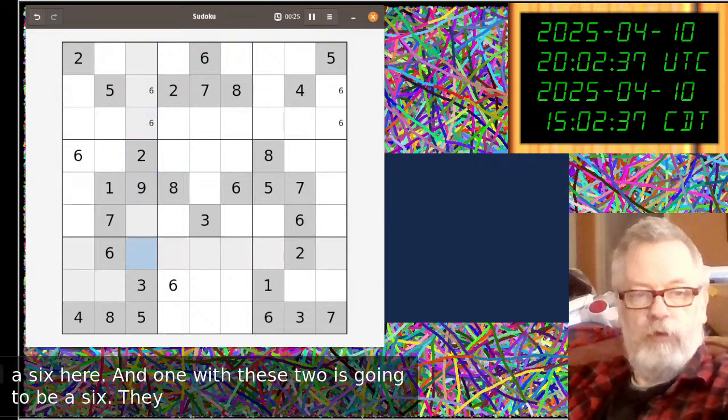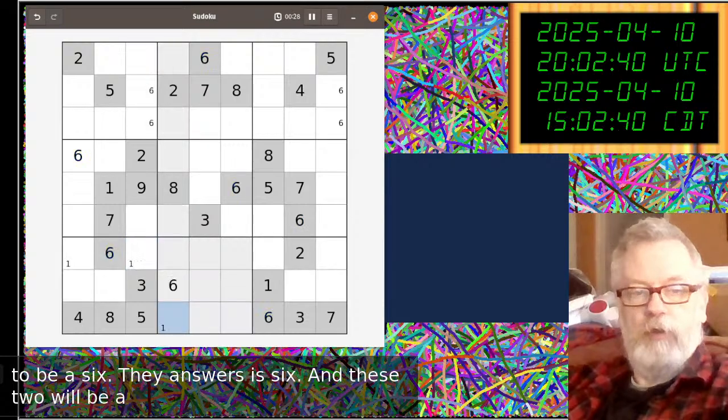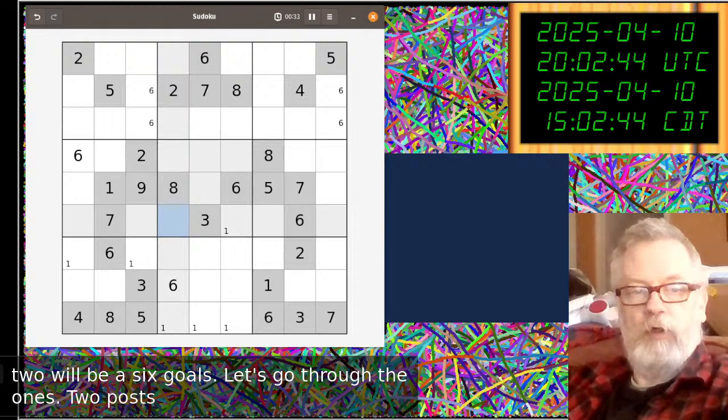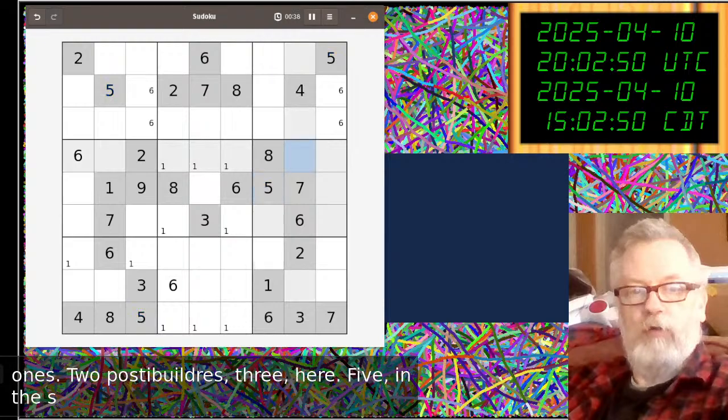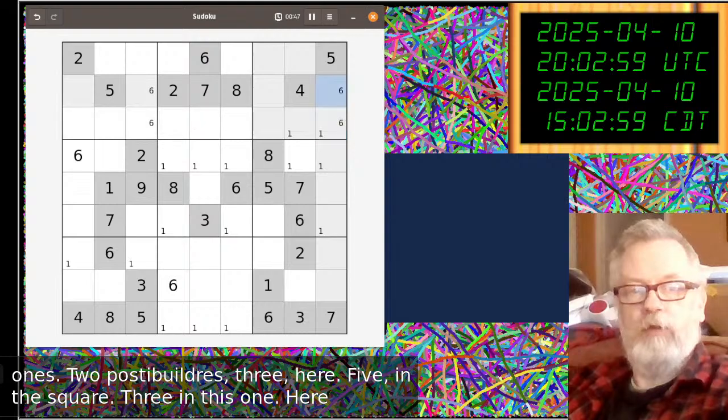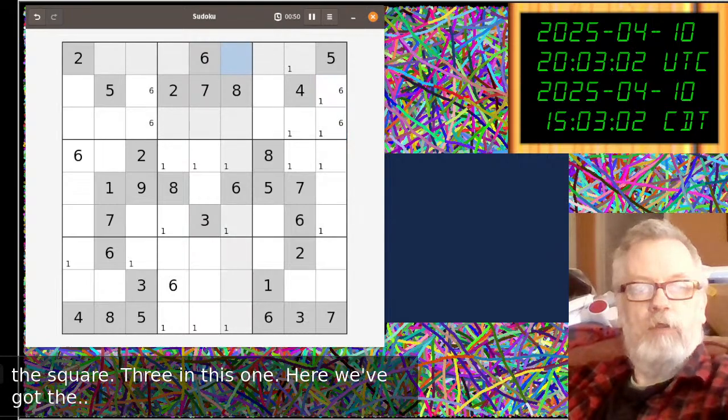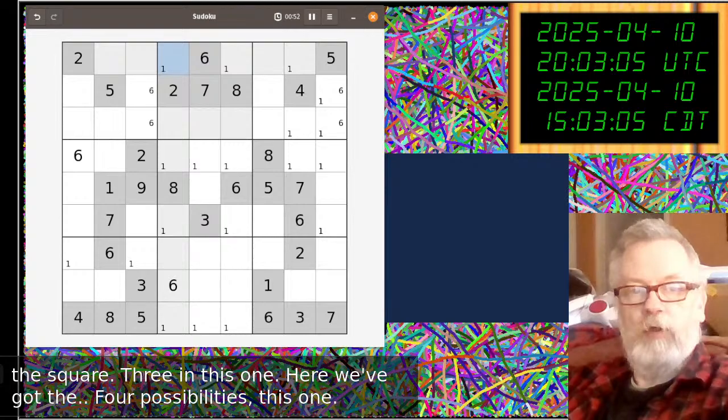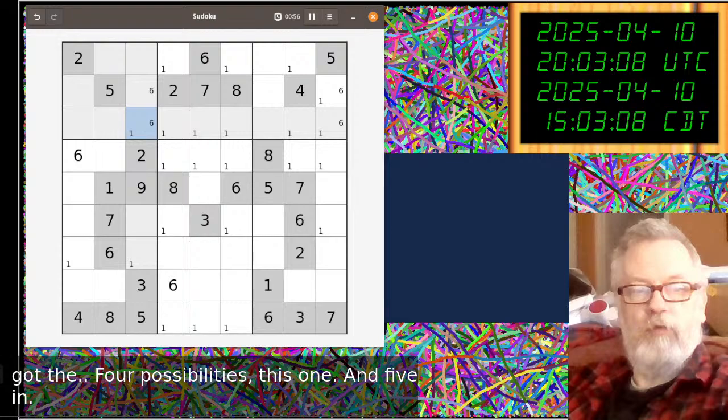Otherwise, let's go through the ones. Got 2 possibilities there, 3 here, 5 in this square, 3 in this one. Up here, we've got 4 possibilities, it looks like. And 5 in the middle top square, and 5 in this top left square.